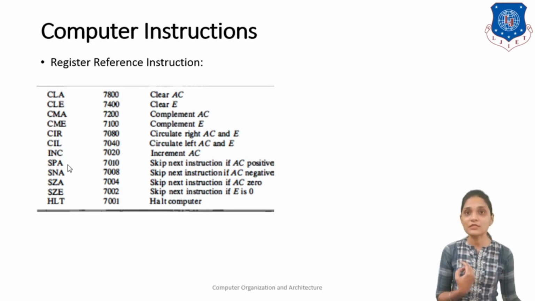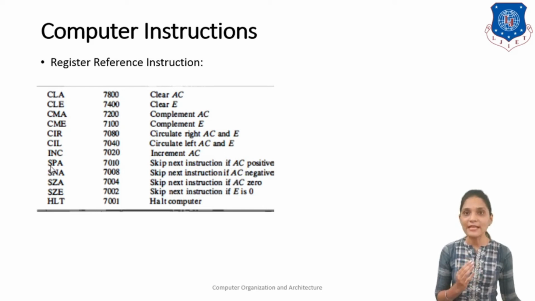Then you can use the SPA, SNA, SZA or SZE instructions. These are skip instructions. For the SPA instruction, you will skip the next instruction if the accumulator's content is positive. How can you find out whether the accumulator's content is positive or negative? You have to check the MSB. Okay, if the MSB is 1, then your content is negative. If your MSB is 0, then your content is positive.